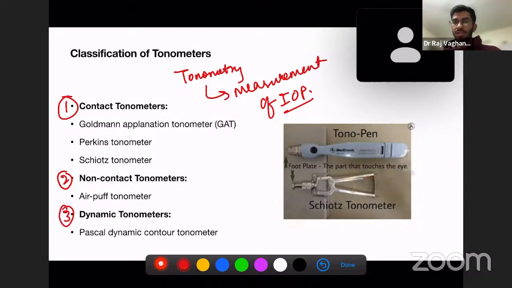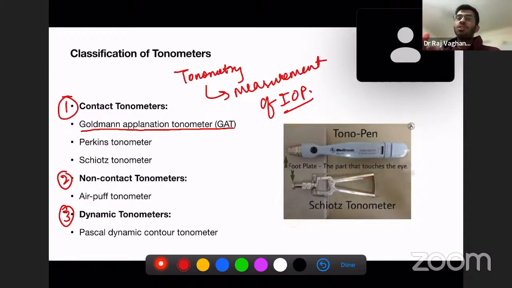In contact tonometers, we have the Goldmann applanation tonometer. We are discussing tonometers, and at the UG level, it is not something that you see in your daily practice. You should just remember the classification and the use of the tonometers. Just remember the names of the tonometers because it is very important. That much is sufficient if you remember the classification and the names of the tonometers.